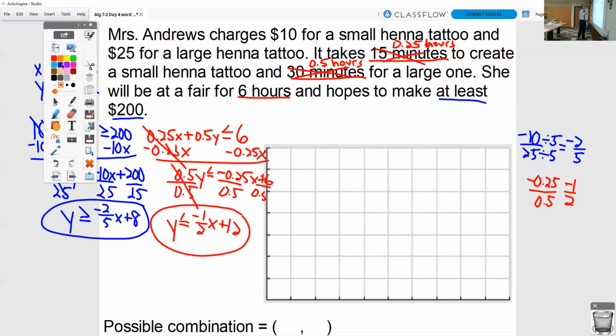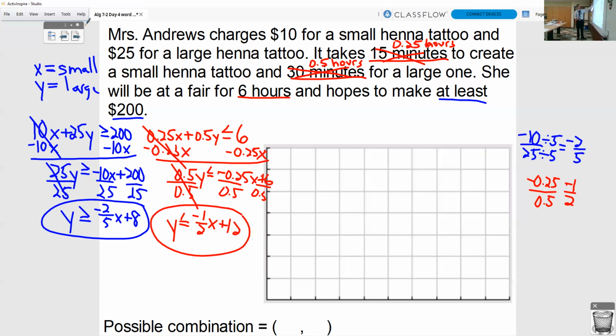Now I'm ready to graph these two equations. When we go to graph it, we said that x is small and y is large. So we're putting small down here, and we're putting large up along the side. I'm going to count by ones across the bottom. And I'm going to count by twos going up along the side.